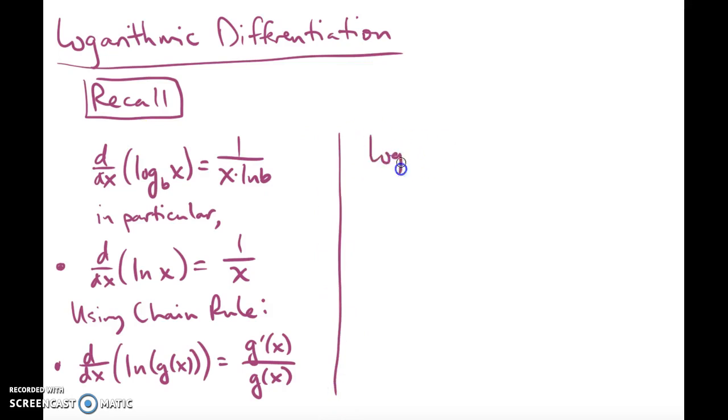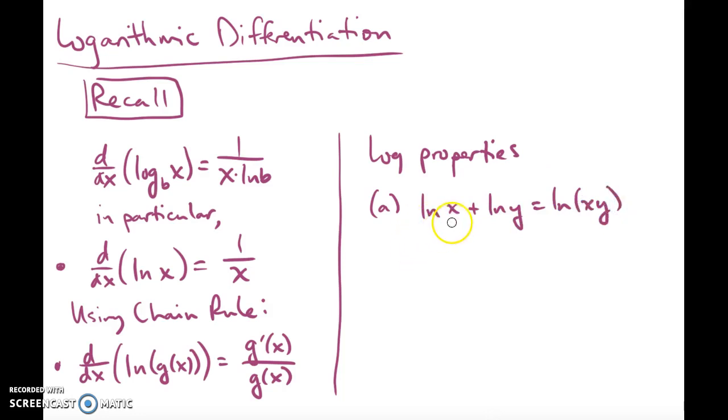And also we want to remember some log properties. So the first one, and I'll do this in base e, but it's true for any base. If you get the natural log of x plus the natural log of y, it's the natural log of the product. It's the natural log of xy. If you look at the difference, natural log of x minus natural log of y is natural log of x divided by y.